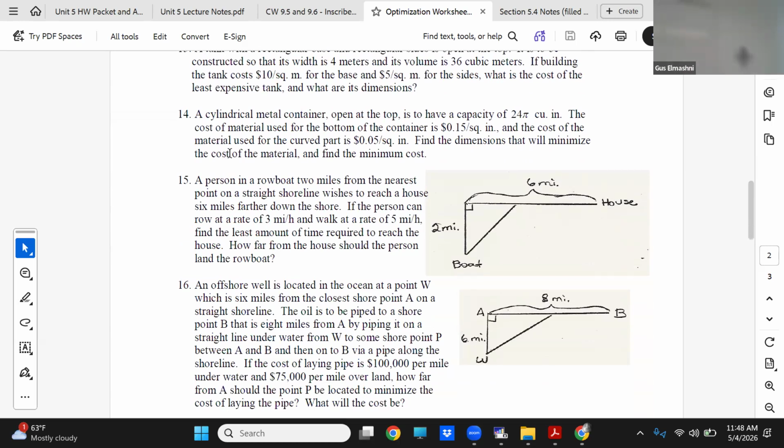A cylindrical metal container open at top has a capacity of 24 pi cubic inches. So let's say you work for a cannery, and that's what you have to do. Like you have to save some money, right? A cannery, like Monterey, there's a famous cannery down there. The cost of material used for the bottom of the container, like maybe using some sort of fancy metal for it, is 15 cents per square inch. The cost of the material used for the curved part, the lateral area, is 5 cents per square inch. Find dimensions that will minimize the cost of the material and find that minimum cost. Does that make sense? In business, you want to save money, right? So that's what we have to do.